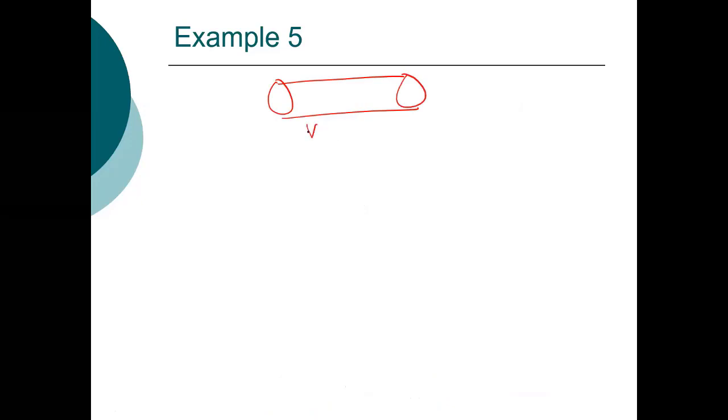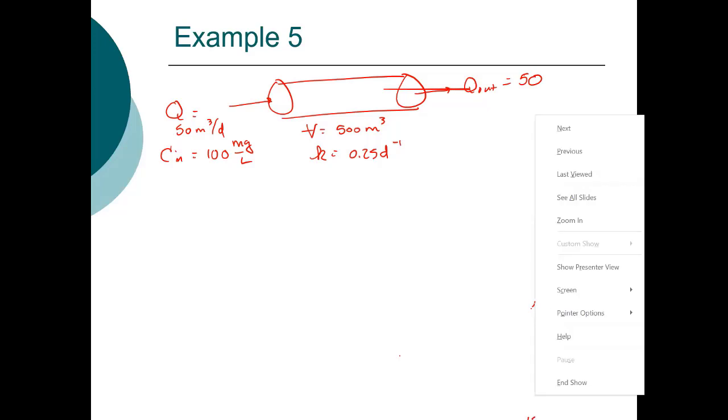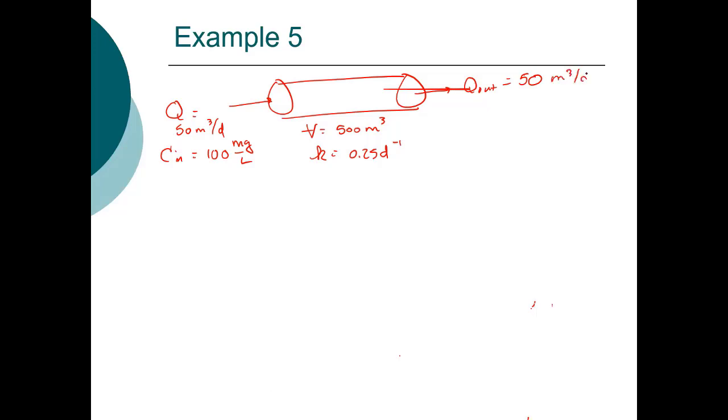We've got this pipe. The volume is 500 cubic meters. Q is entering at 50 cubic meters per day. C in is 100 milligrams per liter. K is 0.25 inverse days. Q out is 50 meters cubed per day, and we want to know C out. We have this parcel here. So we're looking at this parcel of fluid as it moves down the reactor.